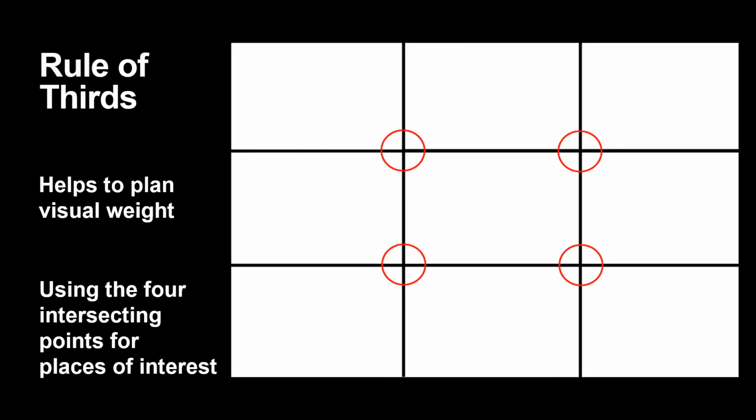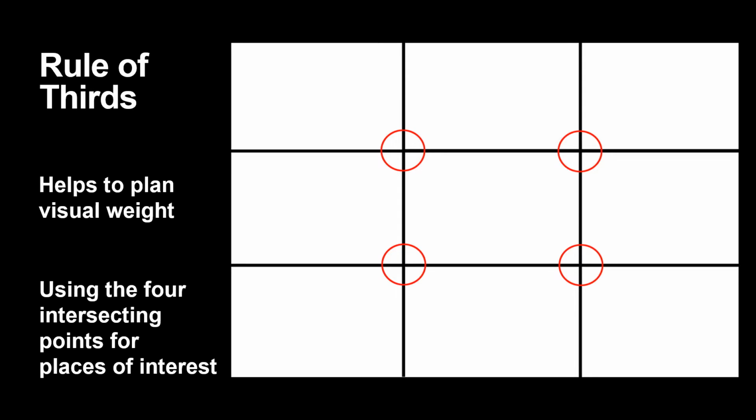One of the main things that you can always keep in the back of your head is the rule of thirds. So some of you may have heard about the rule of thirds before, but basically it helps you to plan out your visual weight. It helps you to figure out what the most important thing is in your frame.